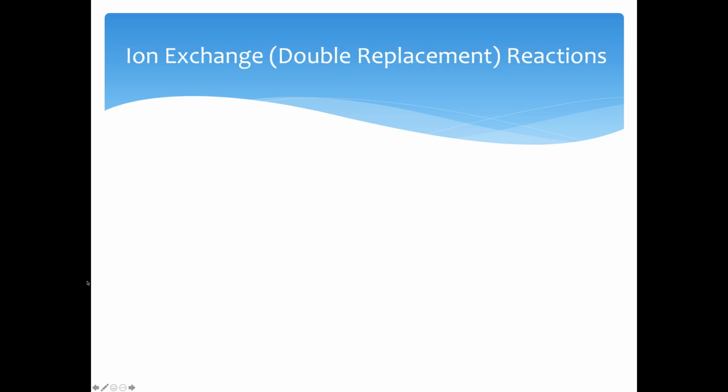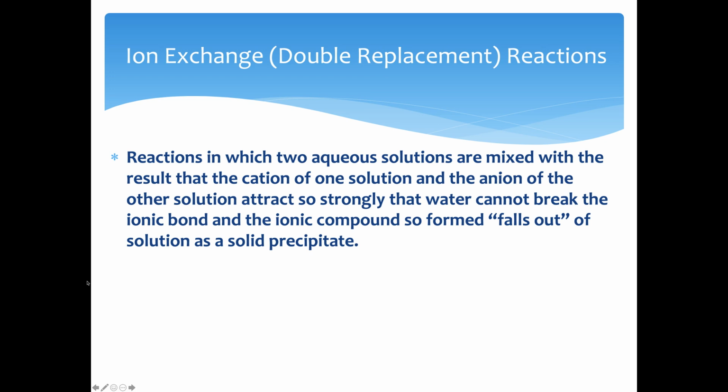Ion exchange reactions are reactions in which you take two solutions, which means you have two substances which are soluble in water, and then you mix them together in such a way that the positive ion of one solution and the negative ion of the other solution attract so strongly that water cannot break that attraction. And the ionic compound forms crystals which fall out of the solution as a solid.